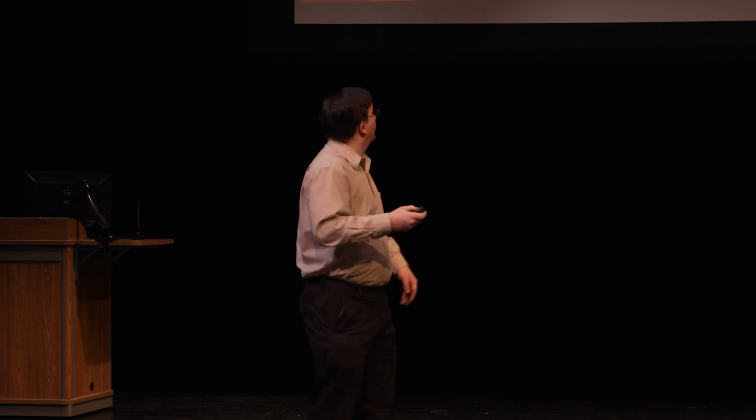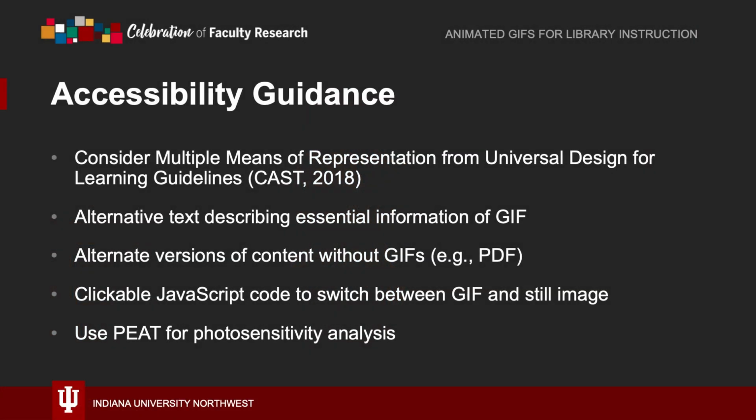General accessibility guidance, I would say consider the multiple means of representation that you're already covering when you're working on your classes. So universal design for learning guidelines. Like I said before, alternative text for the essential information. You might also want to consider alternate versions of the thing that do not include a GIF, like a PDF, for example. So that way you're not relying on just one thing, there are other options.